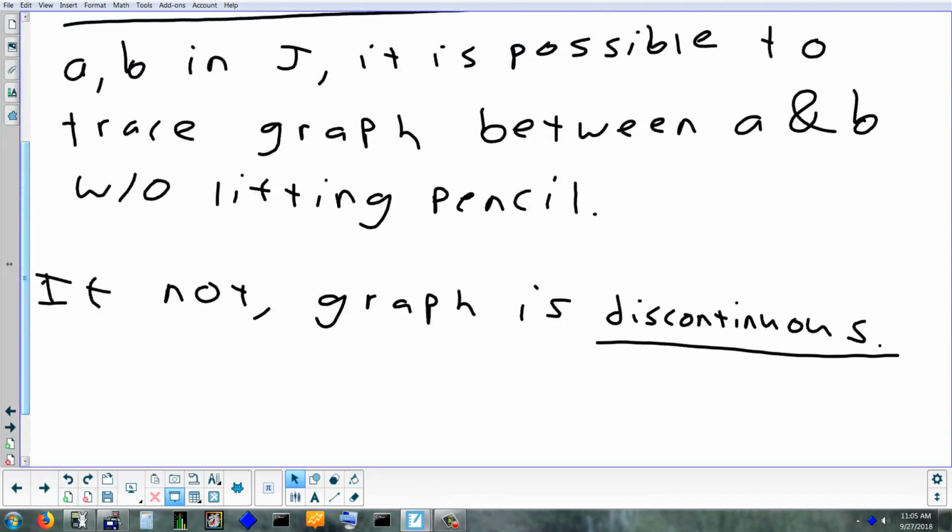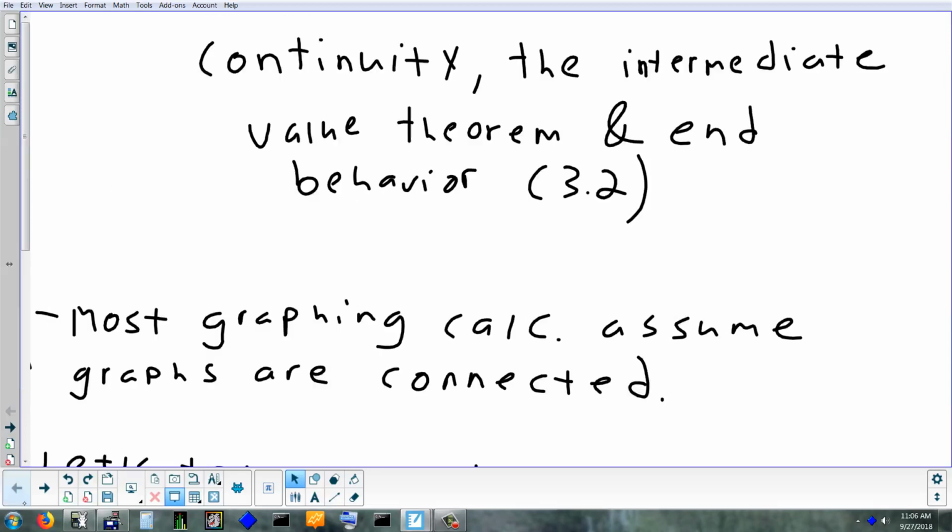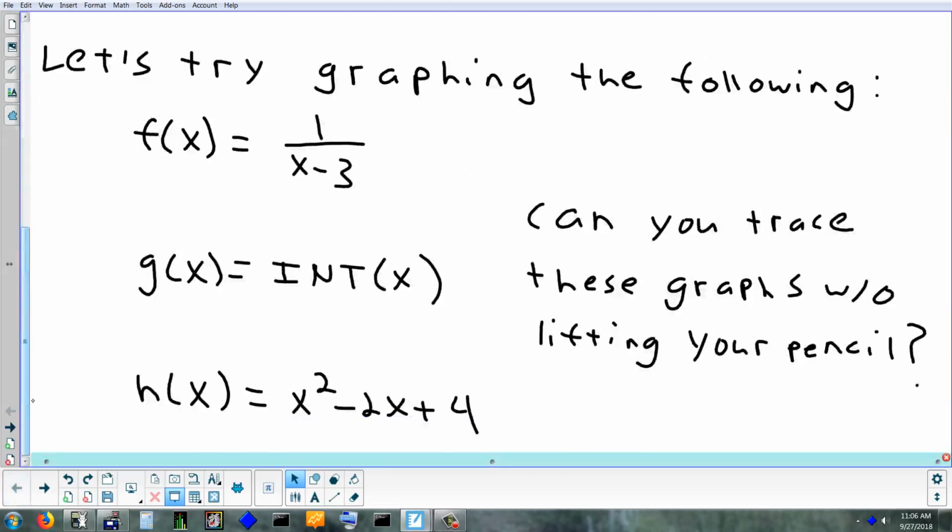So any questions on that idea? And there's different reasons why you might not be able to trace from point A to point B without lifting your pencil. There's really three main reasons, and we'll talk about what those three reasons are. The reason that in f of x you couldn't trace the whole thing is a different reason than g of x. Different reasons why you couldn't trace them without lifting your pencil.